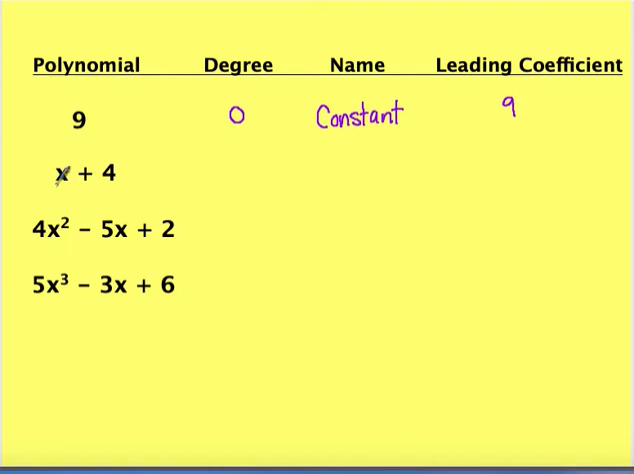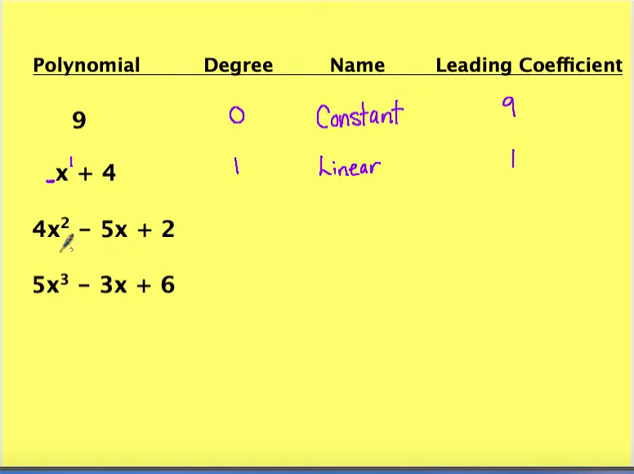Now, when I look at this polynomial x plus 4, because it is to the first degree, this would be a linear polynomial. Anything with the highest degree of 1 is a linear polynomial. And again, that degree is 1, and our leading coefficient would be what's in front of that. And since there is no number, we're going to assume that that's also 1.